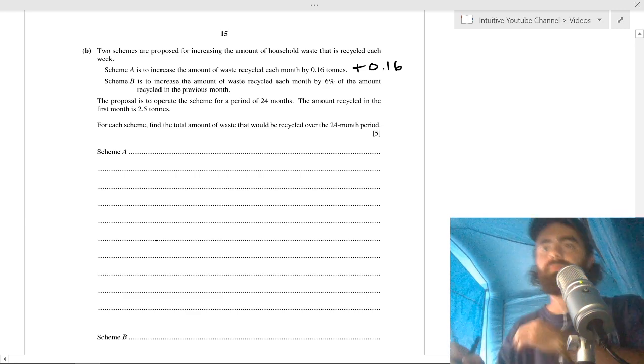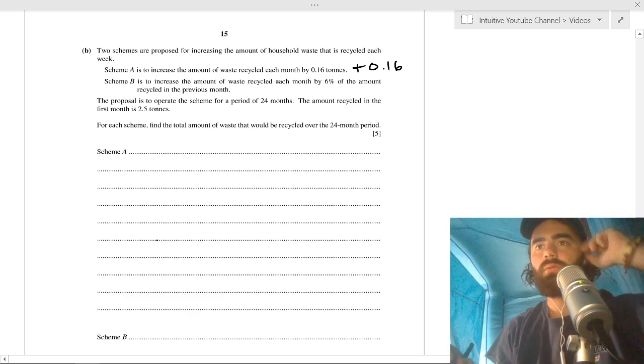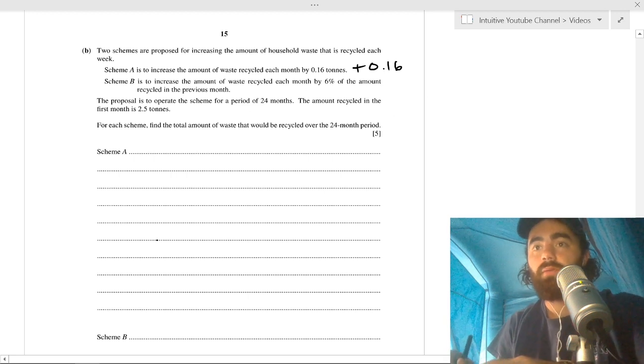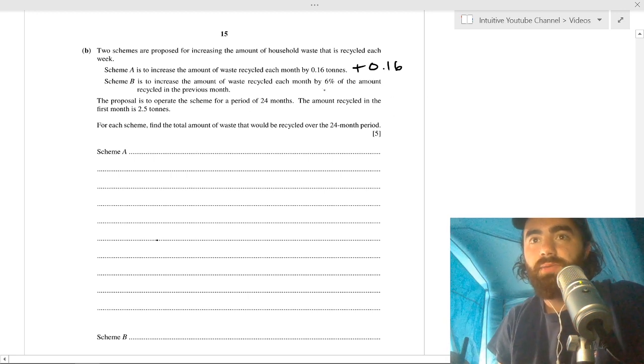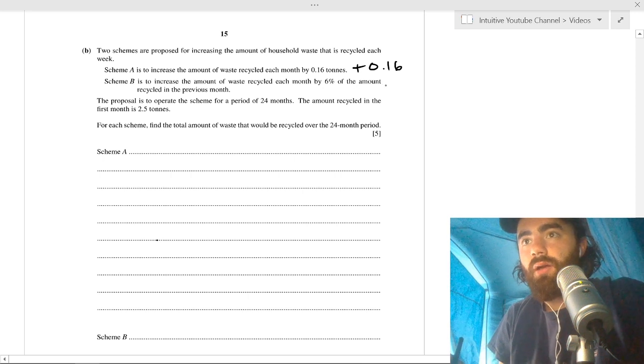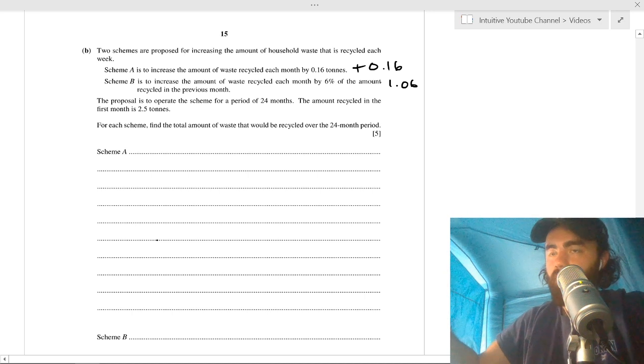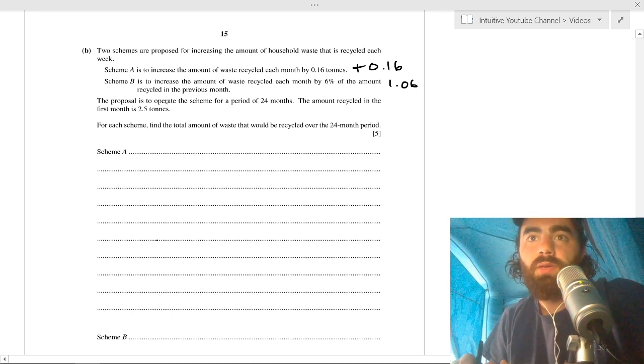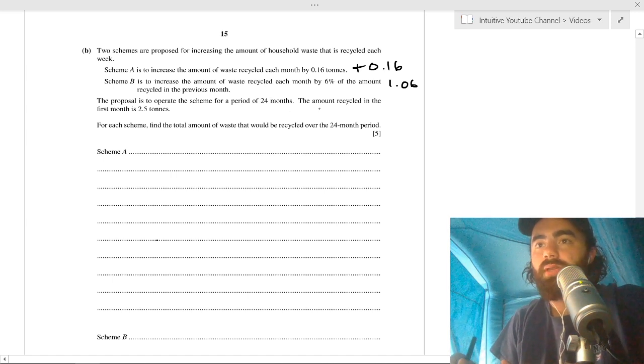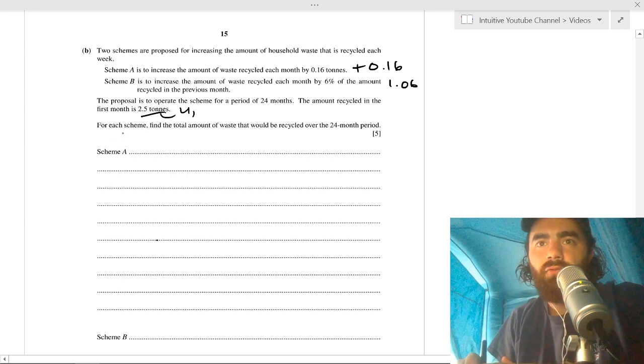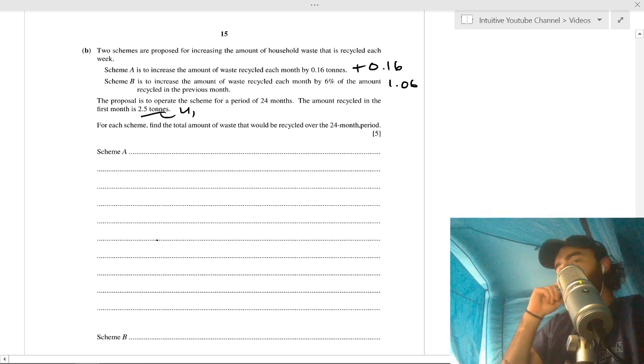Oh, so this is month. Recycled each week and this is month. Whatever. So this is increasing by 6%. So that means that this will be timesing by 1.06 every time, if we're increasing by 6%. So the proposal is to operate the scheme for a period of 24 months, the amount of recycled, so this is our first term, so this is our U1, and then for each scheme find the total amount of waste that would be recycled over the 24-month period.